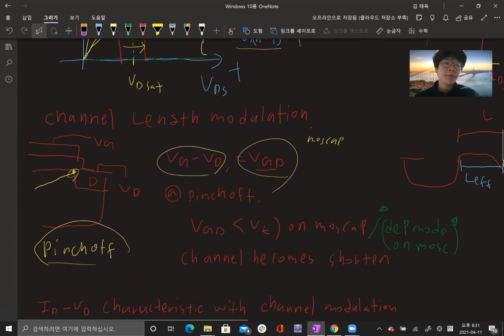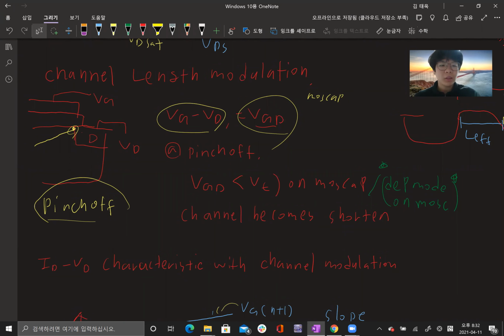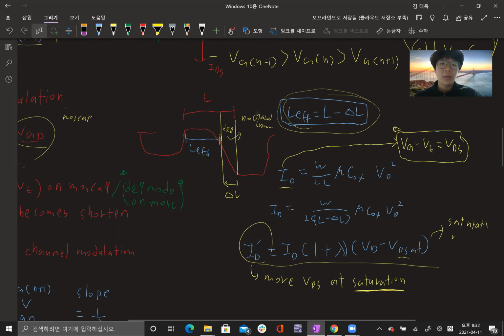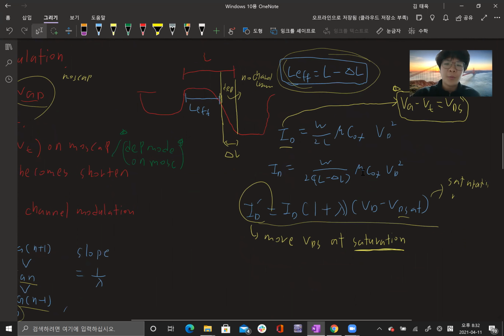So we're going to concentrate on pinch off, which means channel length modulation. On the drain side, if the difference between gate bias and drain bias is equal to the threshold, then the pinch off starts, and then the depletion region exists, and the length of the channel would be shortened. So there is a formula that describes the short channel effect.